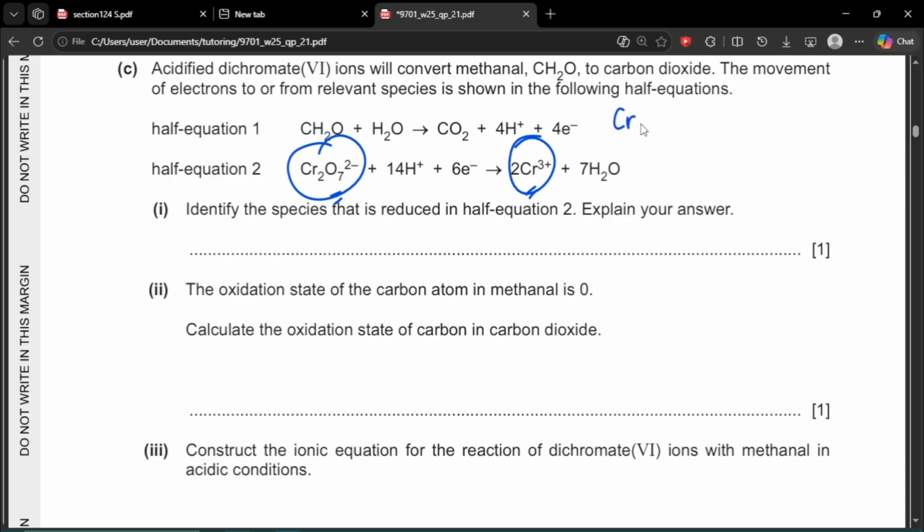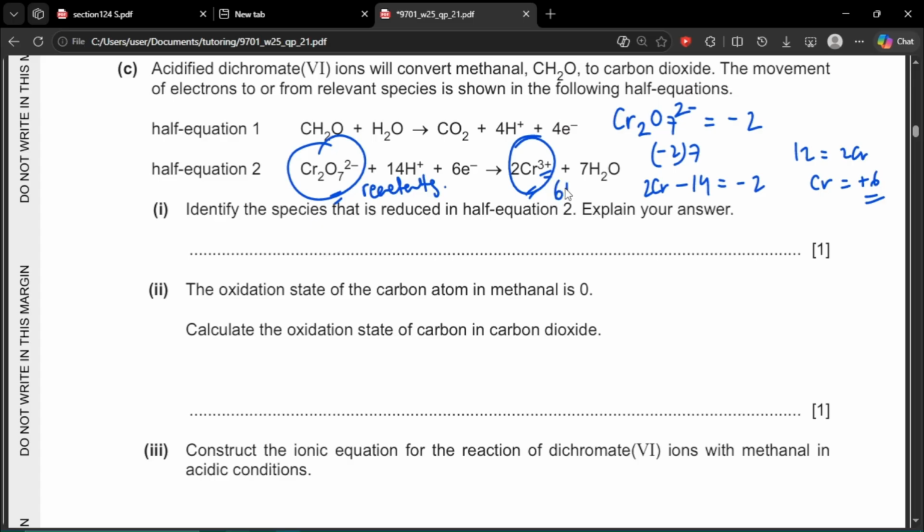Let's look at the oxidation state of chromium in the dichromate ion, right? It has -2. Oxygen always has a -2 charge, so you multiply that by 7, you end up with -14, and 2x, or let's just write 2 chromium to reduce confusion. You can take 14 to the other side, it becomes 12 = 2Cr. Now divide 12 by 2, you get Cr = +6, right? So this is the oxidation state of chromium on the reactant side. Now on the product side, you can see that it decreases to 3. It goes from 6+ to 3+.